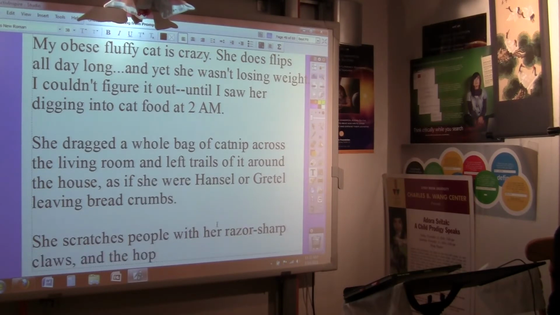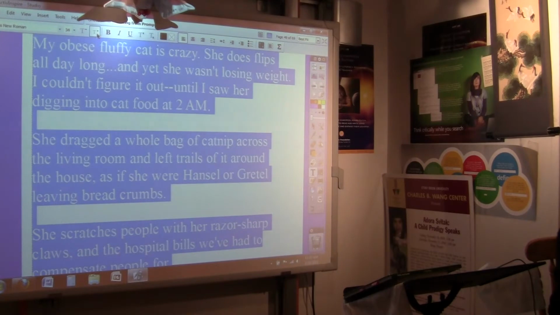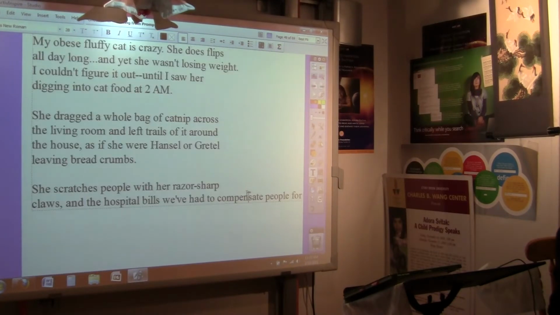In the hospital bills, we had to compensate people for, maybe that's kind of awkward, so we might say something like, and we've had to cover way too many guests' hospital bills. Okay, something like that.